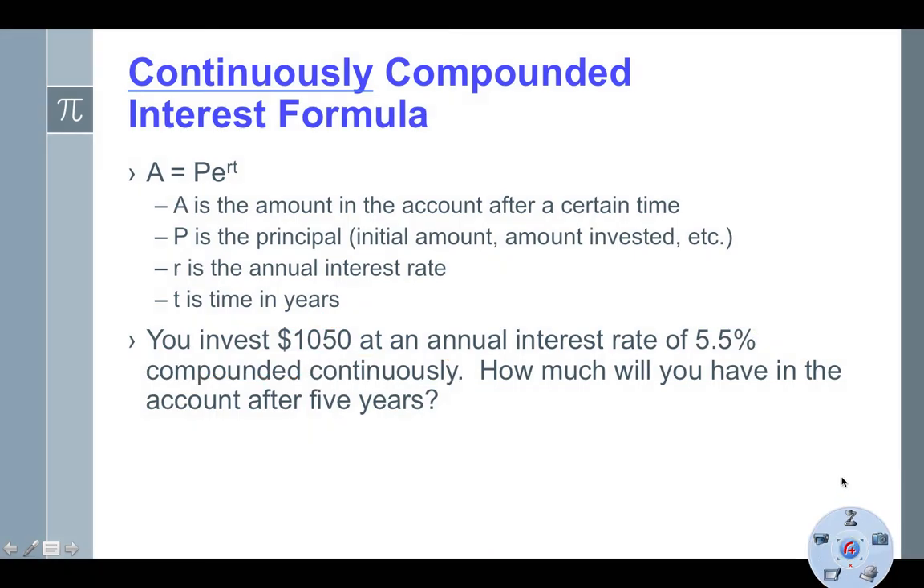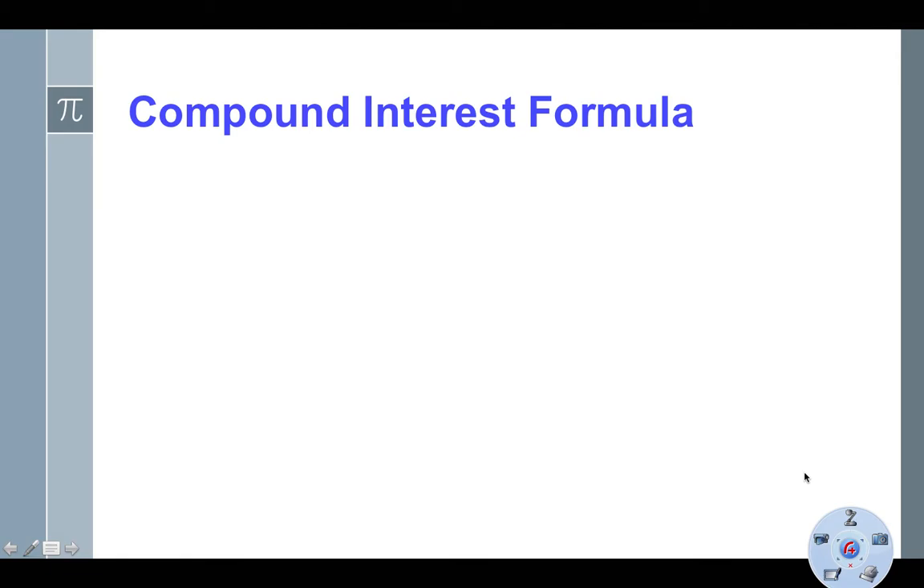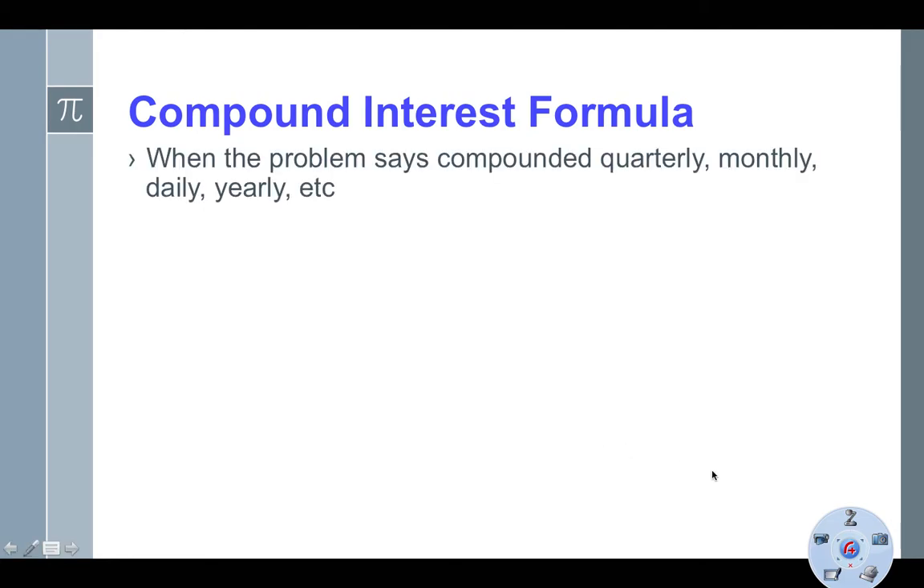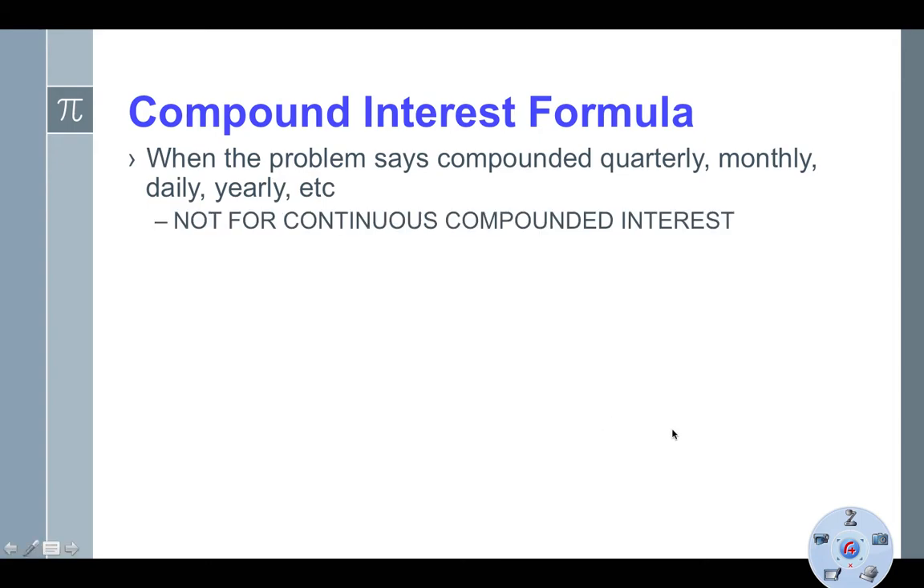All right, so what about if it says not continuously? It actually uses different words. It doesn't say non-continuously. But the compound interest formula is one you may have learned in Algebra 1, or maybe not. So the compound interest formula here is when a problem says things like compounded quarterly or monthly, daily, yearly, anything like that where it doesn't say continuously. Continuously means always. It's always compounding. It's always getting bigger. So I'm going to stress this again. Obviously, this is not for continuously compounded interest.